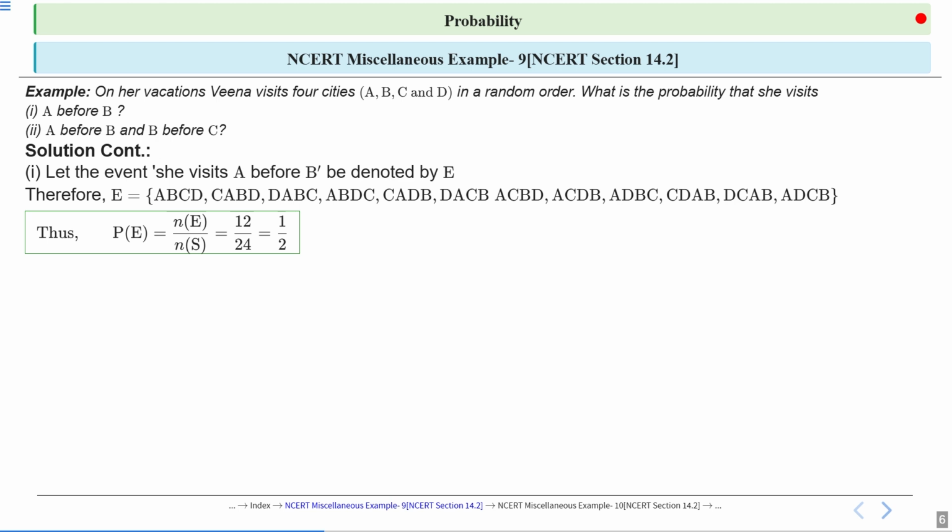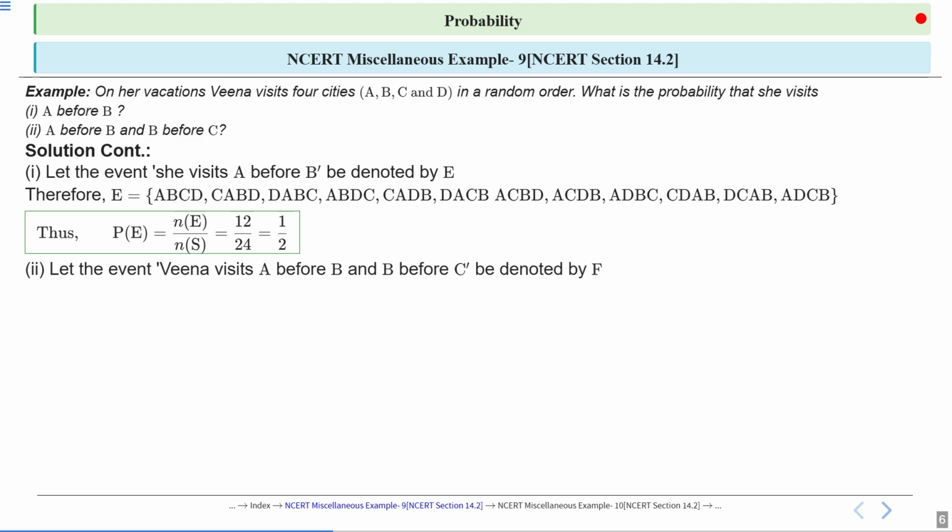So what is the probability of E? Probability of E is equal to the number of elements in event E divided by the number of elements in sample space S. So n(E) is 12 and n(S) is 24. So probability of E is 12 over 24, and after simplifying, this is equal to 1 by 2. So the probability that Veena visits A before B is 1 by 2. Clear?